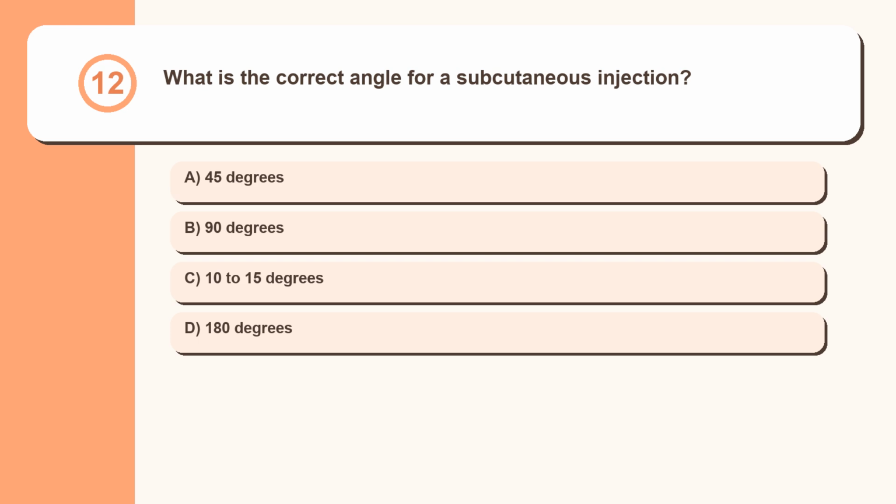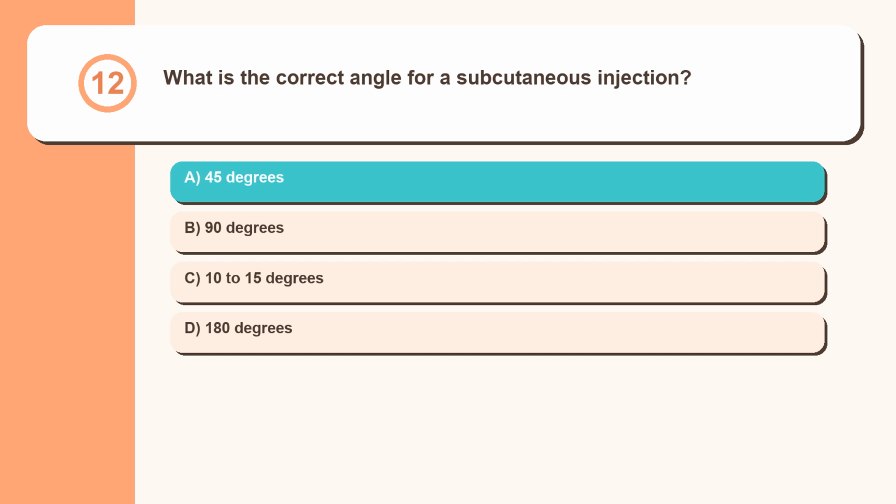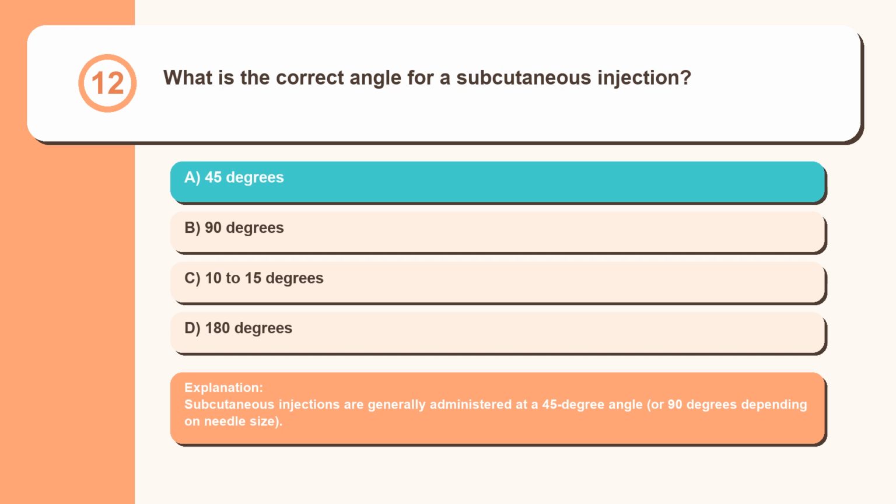Question 12. What is the correct angle for a subcutaneous injection? 45 degrees, 90 degrees, 10 to 15 degrees, 180 degrees. Subcutaneous injections are generally administered at a 45-degree angle, or 90 degrees depending on needle size.